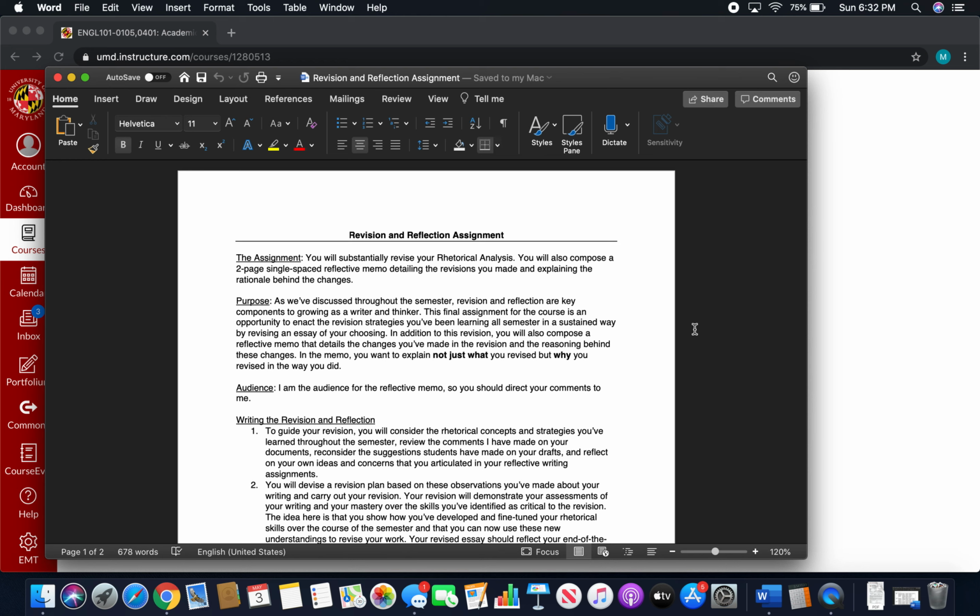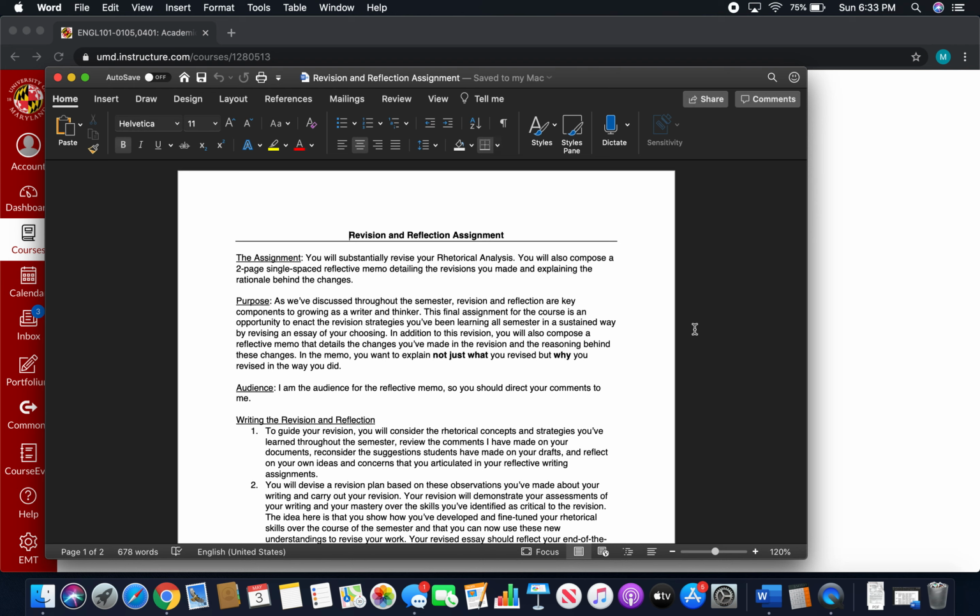So this assignment essentially asks you to revise your rhetorical analysis from way back at the beginning of the semester. You should note that this is a separate assignment from the rhetorical analysis, so this isn't replacing your grade. It's a completely new grade on top of that. And I believe it's going to be about 20% of your total grade for the course, okay?